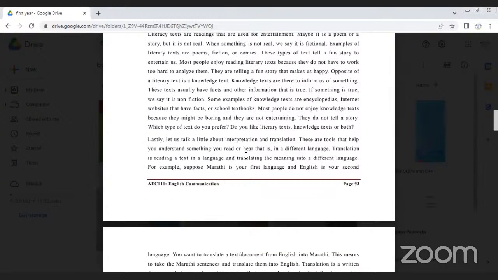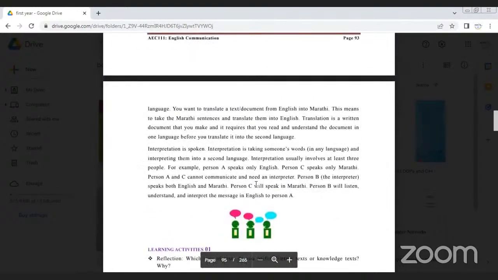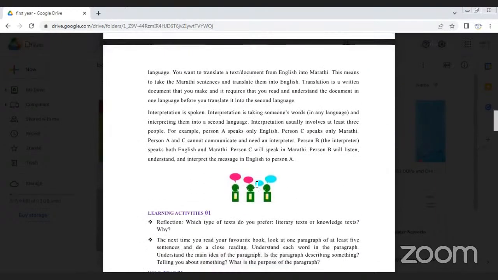Lastly, let us talk a little about interpretation and translation. These are tools that help you understand something you read or hear that is in a different language. Translation is reading a text in a language and translating the meaning into a different language. For example, suppose Marathi is your first language and English is your second language. You want to translate a text document from English into Marathi. This means translation.